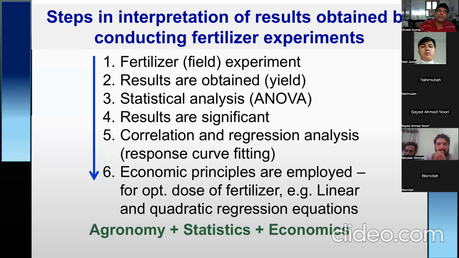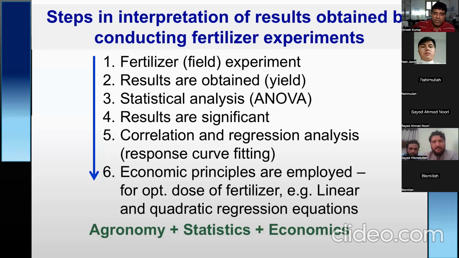Suppose the relationship is linear, then we cannot find the optimum dose of fertilizer. Here the input is fertilizer and the output is grain yield. If the input and output relationship is quadratic, then we can determine the optimum dose of the fertilizer.